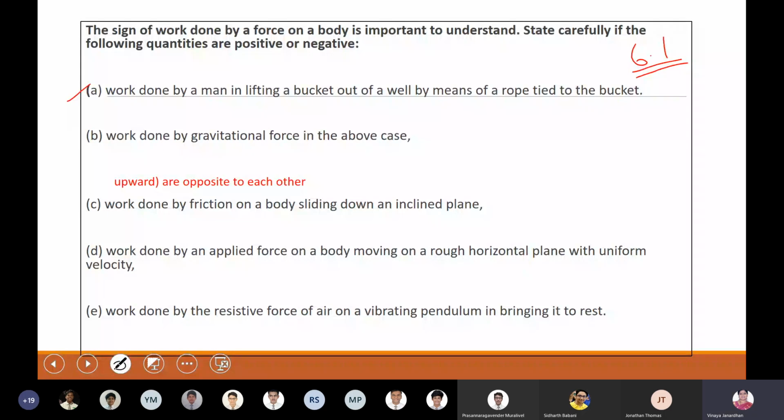Fine, I'll call Harish. No, positive. Don't write yet. Work done is positive, in the positive direction. Okay, Harish, what will be the work done by a man in lifting a bucket out of the well? Positive. That will be positive.